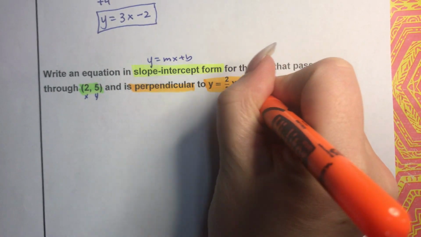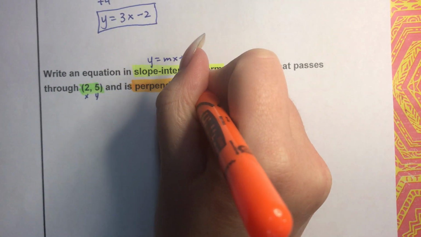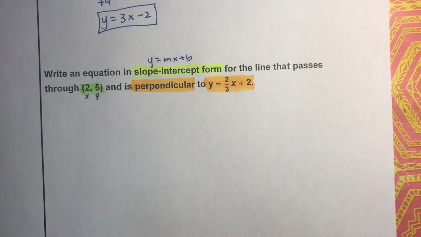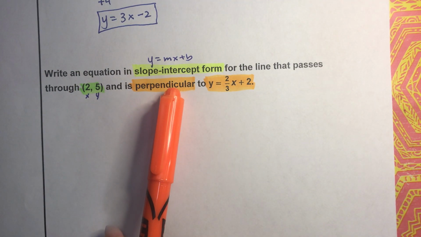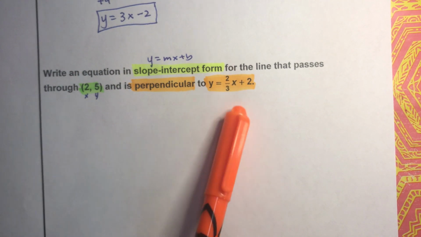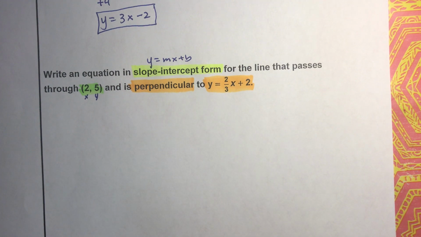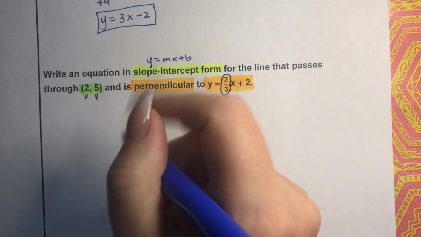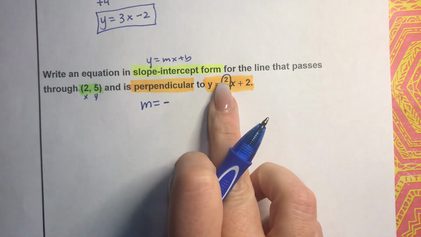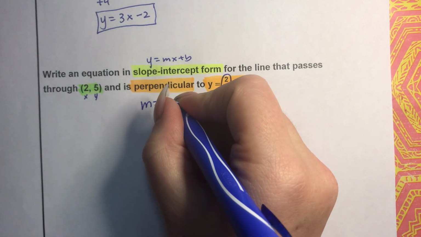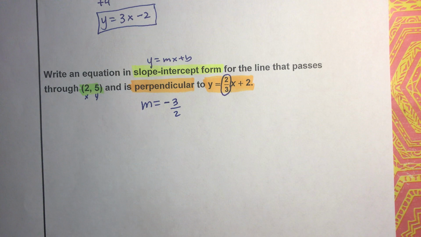Now, why would that be a clue? If they said it's perpendicular to this line, what is that telling us about our line? Well, anything that's perpendicular to this means that the slope is going to be the opposite sign reciprocal. So if this slope right here is 2/3, this is the slope of this line, it's telling us the slope of our line is going to be negative because this is positive, and it's going to be the reciprocal. So this is 2/3, so the slope of our line is going to be 3/2. So now that's the clue.